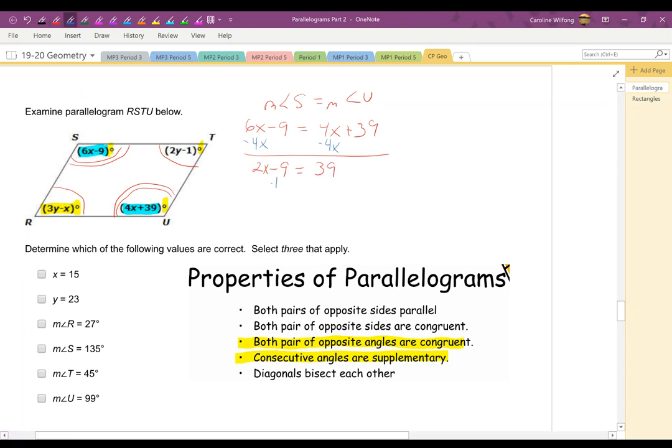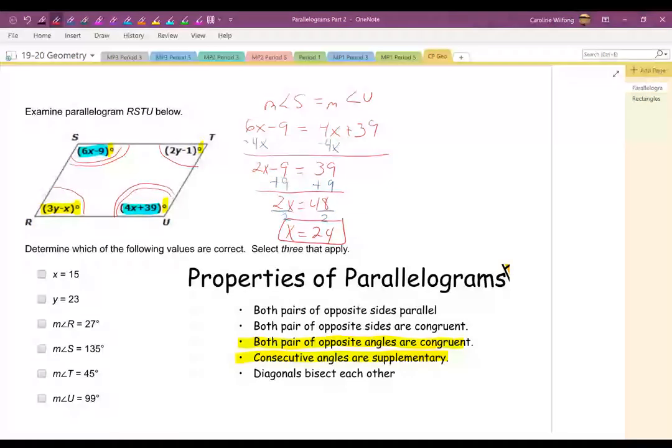Add 9 to both sides. And I get 2x equals 48. And finally divide by 2. And that leaves me with x equals 24. So now that I know what x is, I can plug it in and I can figure out the actual measure of angle S and the actual measure of angle U.